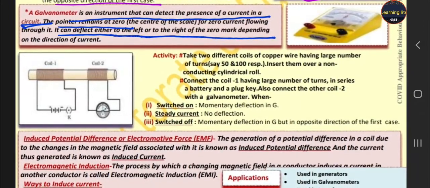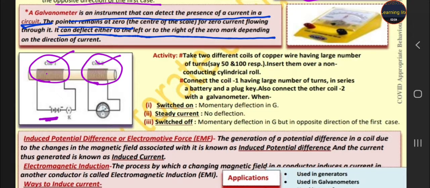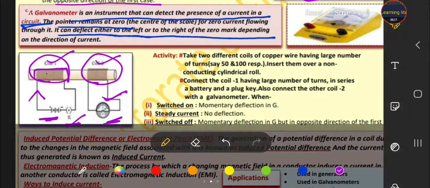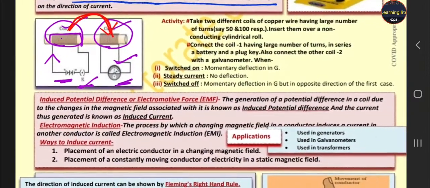Second activity, students, we take two coils. One has a large number of turns and the second has very few turns. The one with the large number of turns we connect with a battery and a key, and the second one with a galvanometer. Whenever we press the key, current passes through that coil, and we see the deflection here. It means a current is induced in the second coil due to the first, and this is called electromagnetic induction.